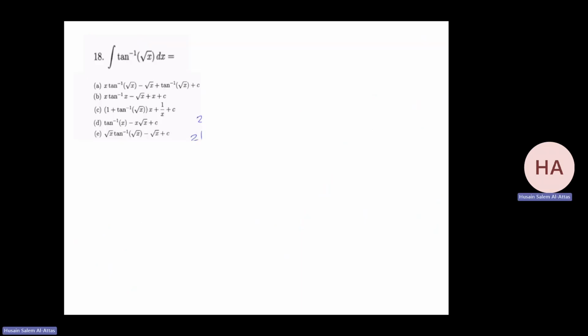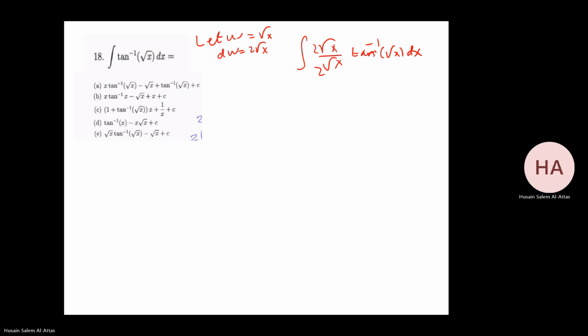Tan inverse square root of x. So I need first to get rid of this root x, root x over root x. I think I need 2, like what we did before. We did this trick before. So if I let w equal square root of x, dw will be 1 over 2, dx over 2 root x. So because of that, I have 2. Yeah, we did this trick before.